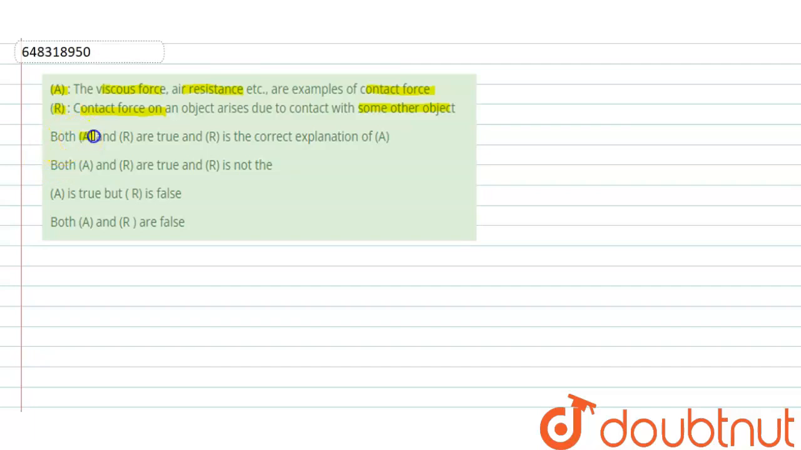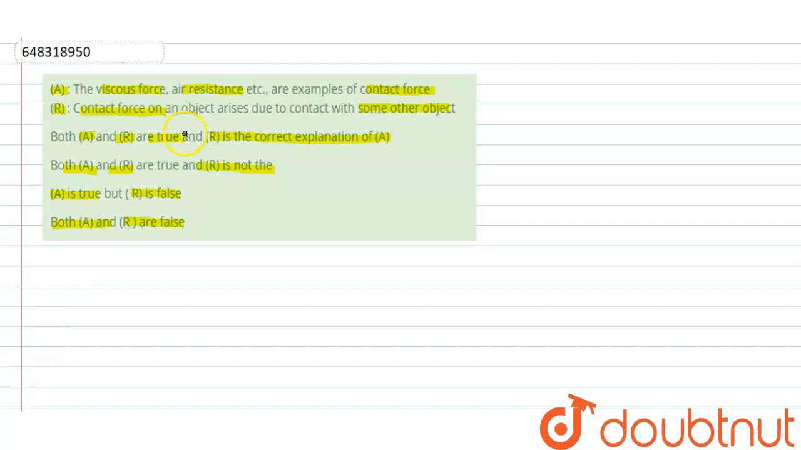So first one, both A and R are true and R is the correct explanation of A. Both A and R are true and R is not the correct explanation of A. A is true but R is false. Both A and R are false. So these are the 4 options given and we have to check which option is true.